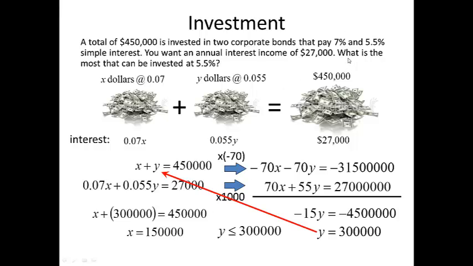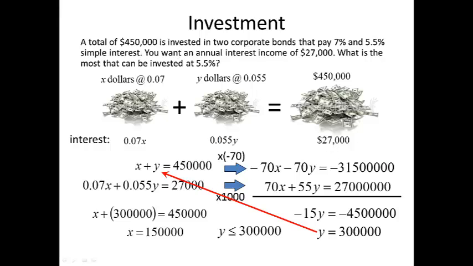So always look back to see what the question was. What is the most that you can invest in this amount? Okay, the most I can invest is 300,000, because if I invest any more, I won't make my 27,000. Okay, because this is what you want to make.